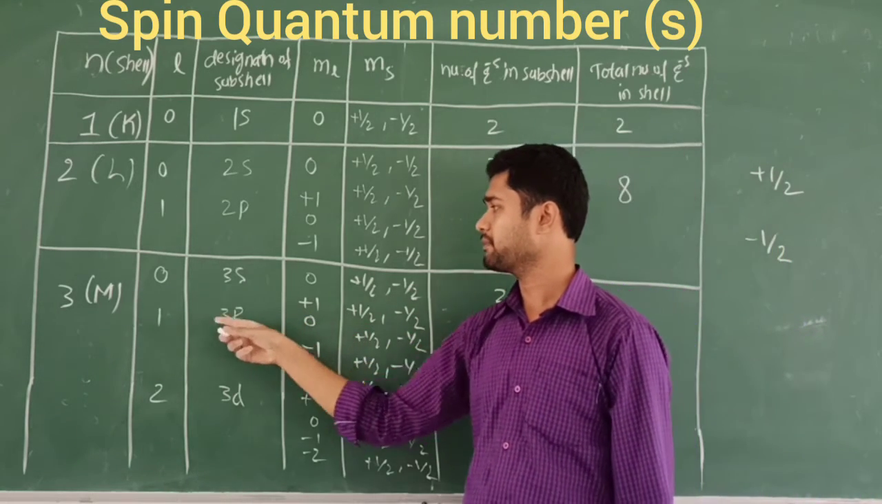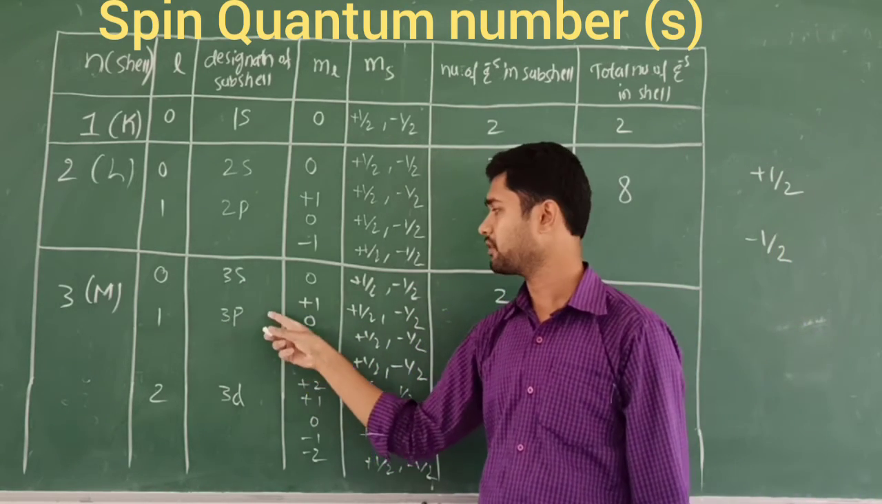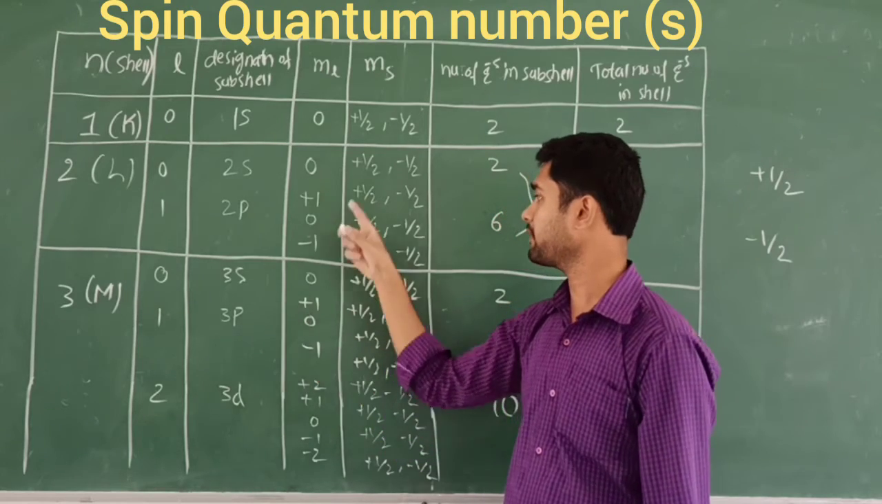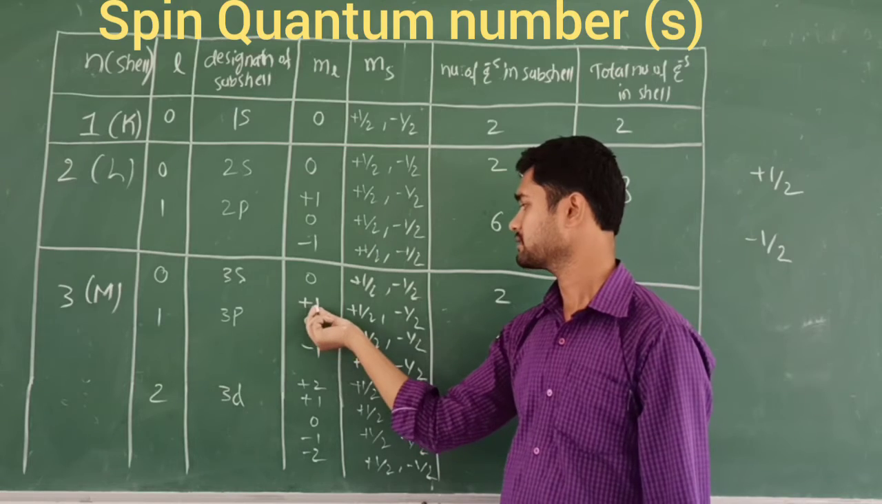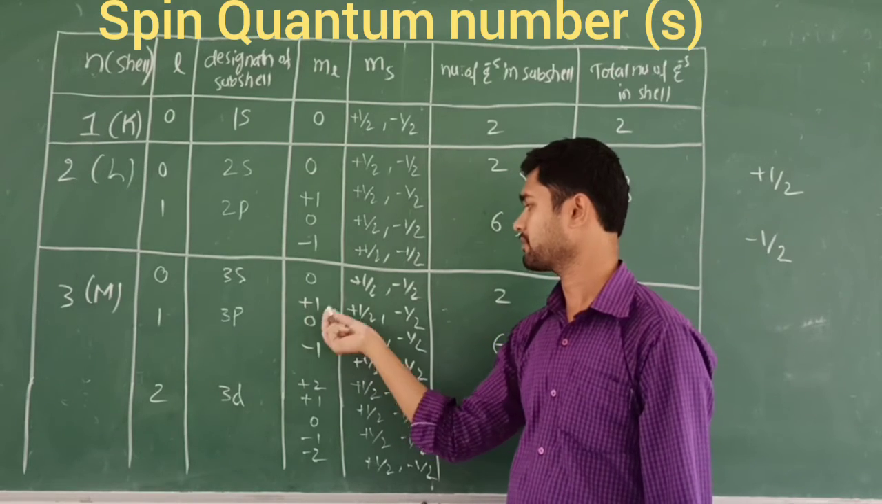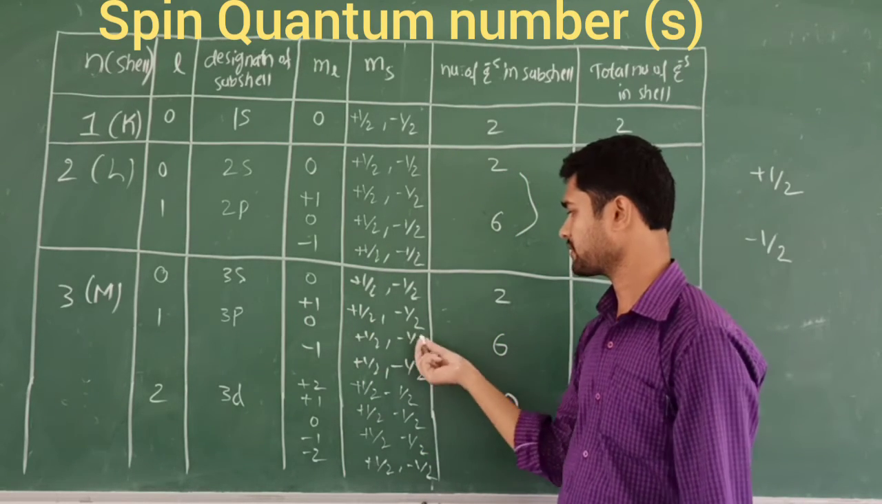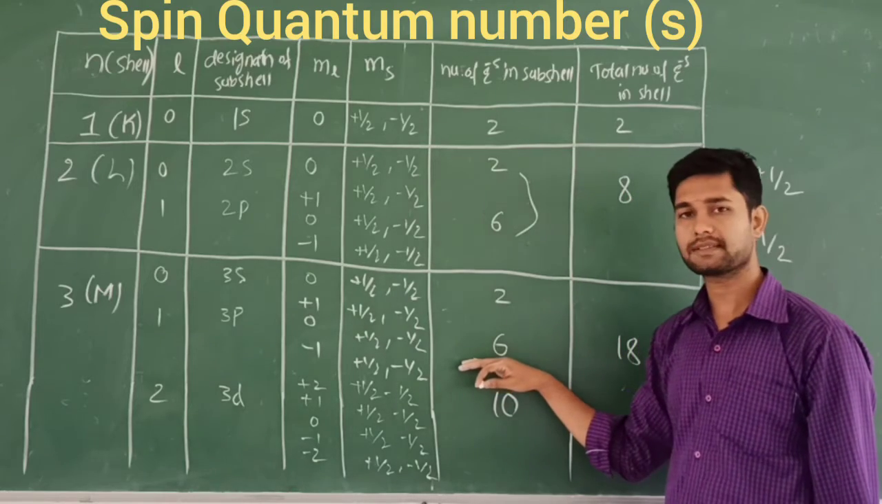In 3p, L is equal to 1, since 1 indicates p. For the Ml values of 3p, there are 2L plus 1 values, so 3 values will be there: plus 1, 0, minus 1, each with plus or minus spin. So in total 6 electrons will be there.